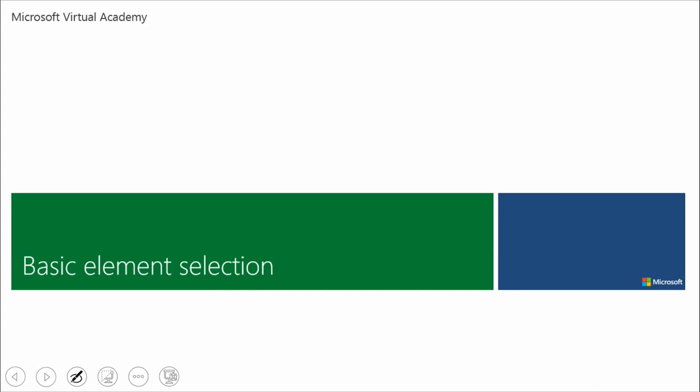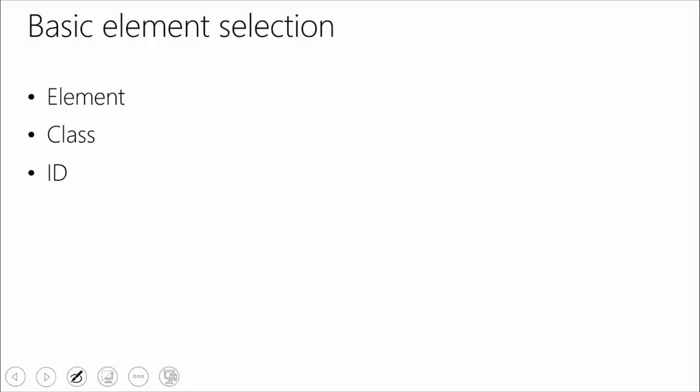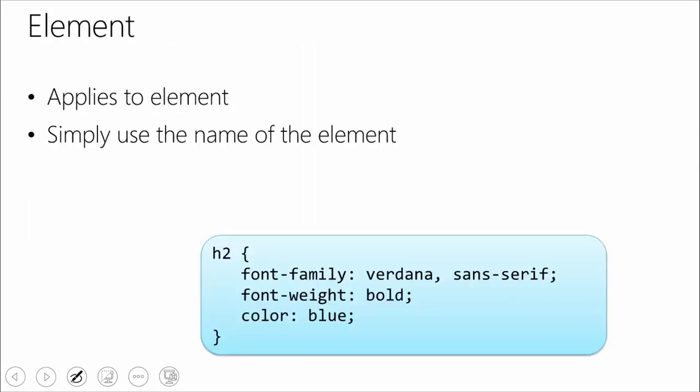Now, I mentioned earlier that we're going to spend a lot of time on element selection. We've got an entire module coming up on element selection. For right now, we're just going to take a look at the basics. And those three basics are finding all items of a particular type, of a class, we'll have to talk about what a class is, and then finally, based on an ID. But let's start off by talking about an element. So an element, as you might guess, is going to apply to the element.